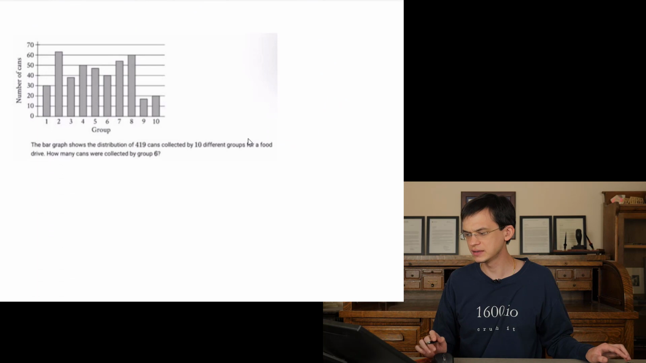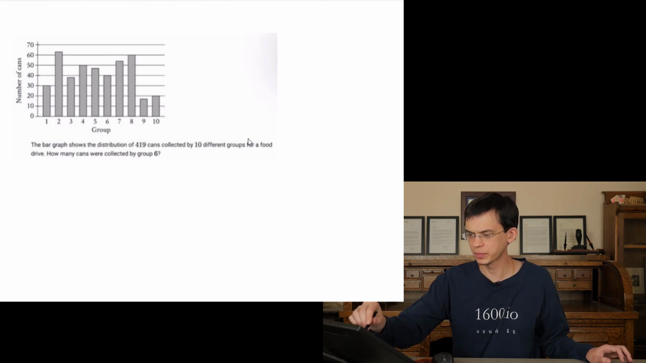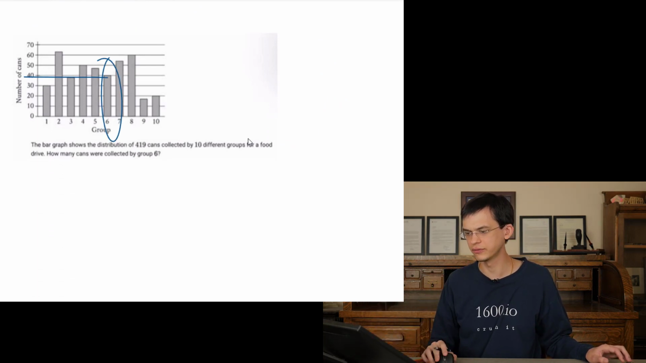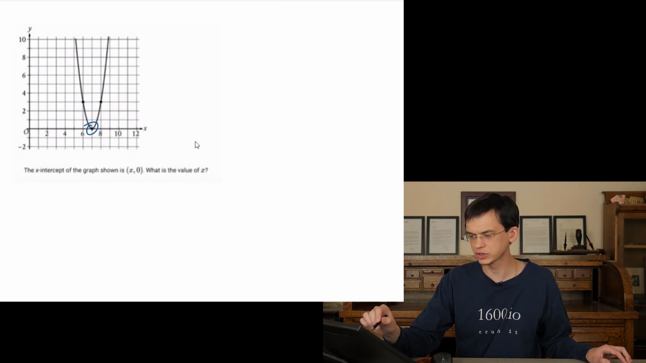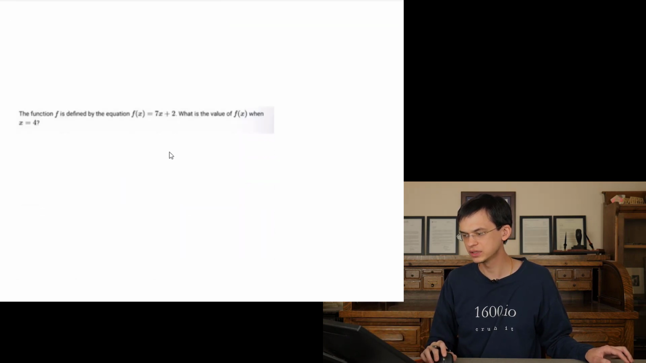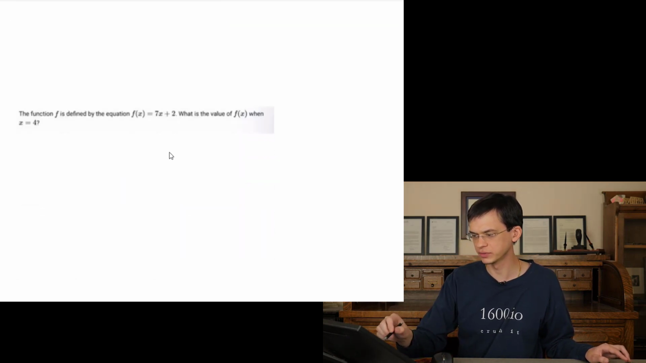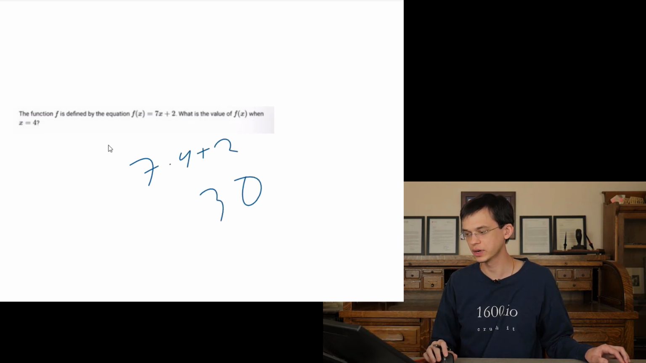The bar graph has 10 different groups. How many cans were collected by group 6? Group 6 looks like they collected 40 cans. The x-intercept is shown here. What's the value of x? It looks like it's between 6 and 8, so that's going to be 7, 0. X is 7. The function is defined by this. What's the value of f of x when x equals 4? 7 times 4 plus 2 is 28 plus 2 equals 30. So that's what f of x is equal to.